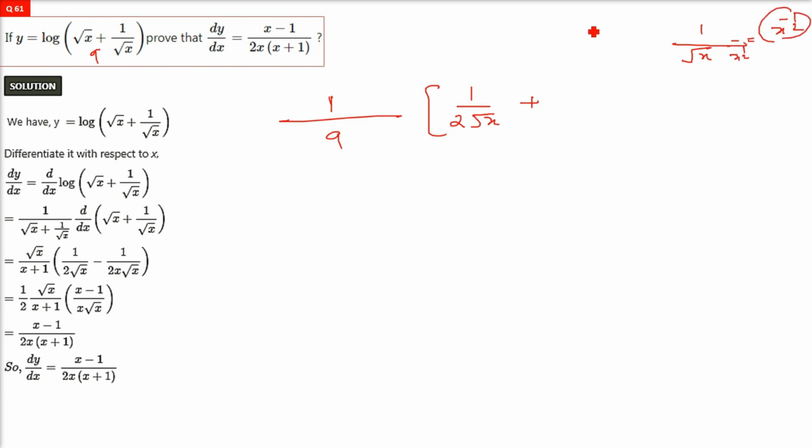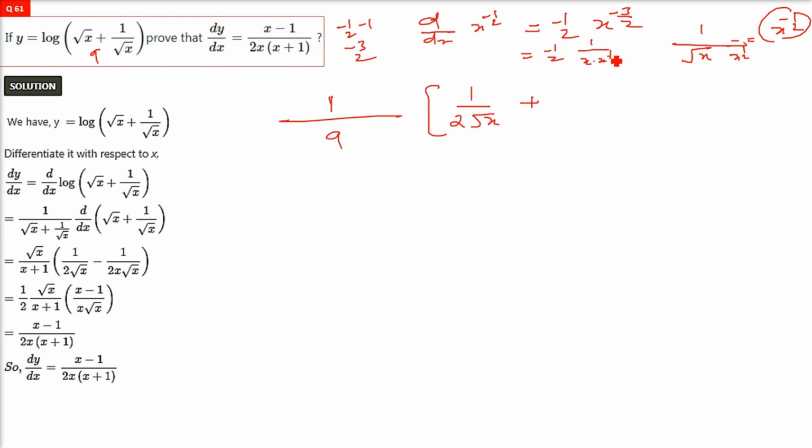So when we take the differentiation of x to the power minus half, what do we get? Minus half will come in front, and this is going to be x to the power minus half minus 1. Minus half minus 1 is minus 3 by 2. So minus half, x to the power minus 3 by 2. So minus half, 1 by x to the power 3 by 2.